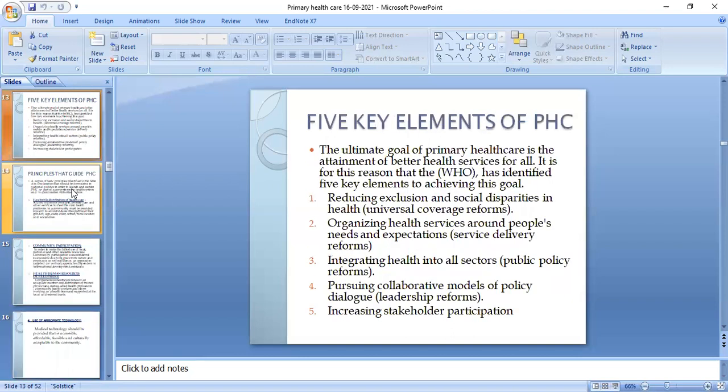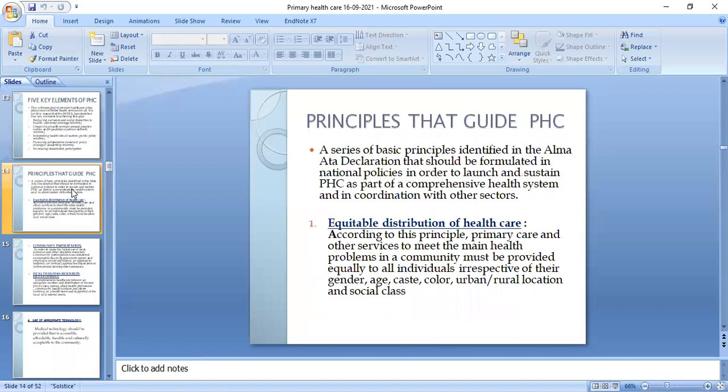Now, the five key elements of primary health care. The ultimate goal of primary health care is the attainment of better health services for all. It is for this reason that the WHO has identified five key elements to achieving this goal. Number one element is reducing exclusion and social disparities in health, organizing health services on people's needs and expectations, integrating health into all sectors, and pursuing collaborative models for policy dialogue. And the last one is increasing stakeholder participation.